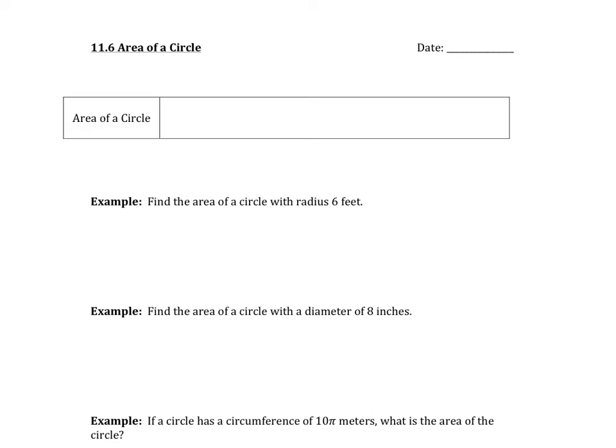Right, here are the last notes for Chapter 11, 11.6, area of a circle. Go ahead and put your date up there so you know when you're doing this. First box here, I'm going to give you the formula for area of the circle. This will probably go on your formula sheet as well. So area equals, we're going to use the symbol pi times the radius squared. So r equals the radius.